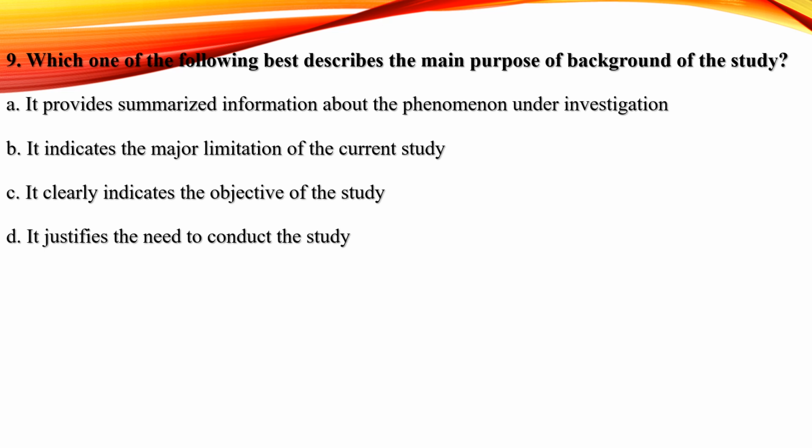Question number 9. Which one of the following best describes the main purpose of the background of the study? You know that in any research there is a background of study in the first chapter or in the introductory parts. So why do we have a background of study in our research? A. Provide summarized information about the phenomenon and investigation. B. Indicate the major limitation of the current study. C. It clearly indicates the objective of the study. D. It justifies the need to conduct the study.